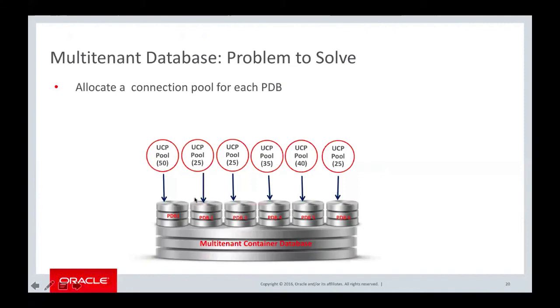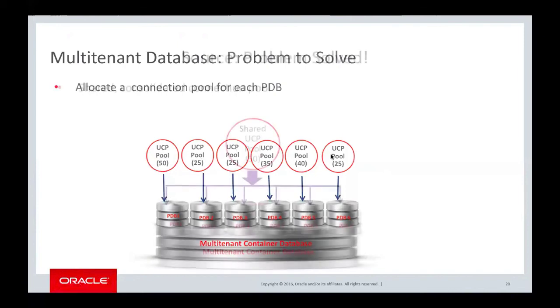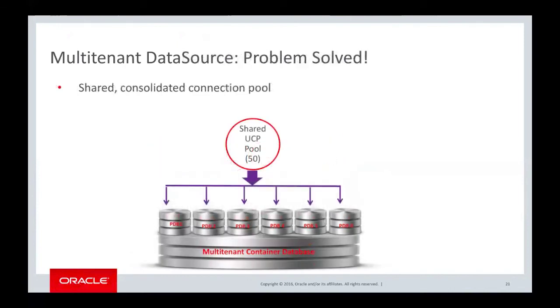Multi-tenant has a lot of functionalities, and we are not going to cover those today. What we want to stress is the Java developer perspective: instead of having a pool per PDB, where PDB means pluggable database, the solution we have is a shared pool, a shared pool for all the PDBs. So how does it work?